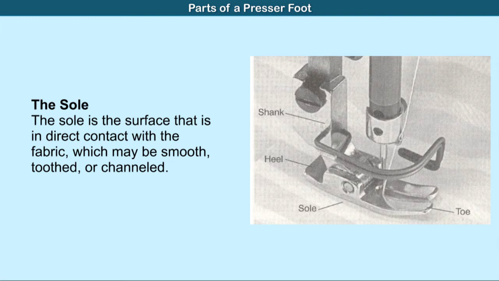Variations in the basic pressure foot occur in the shoe parts, which include the sole, heel and toe. The sole is the surface that is in direct contact with the fabric, which may be smooth, toothed, channeled and so on.